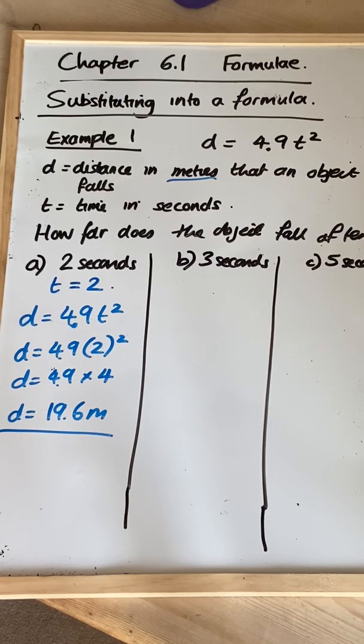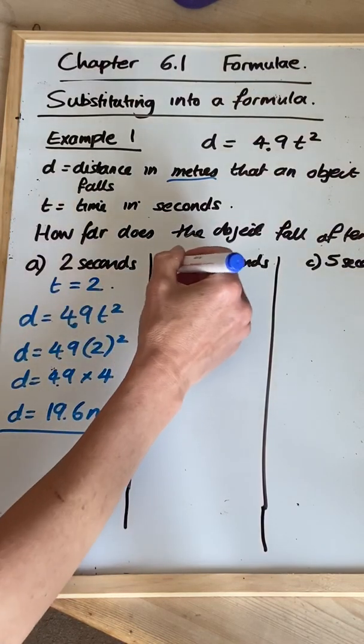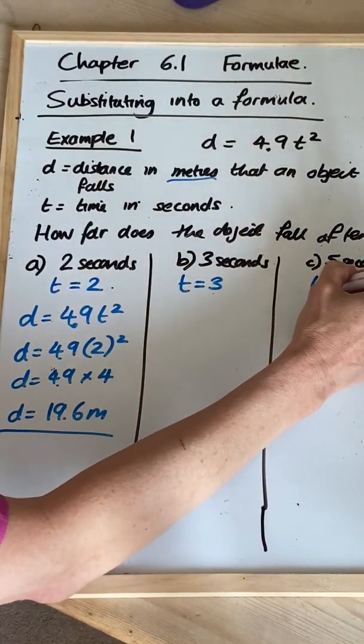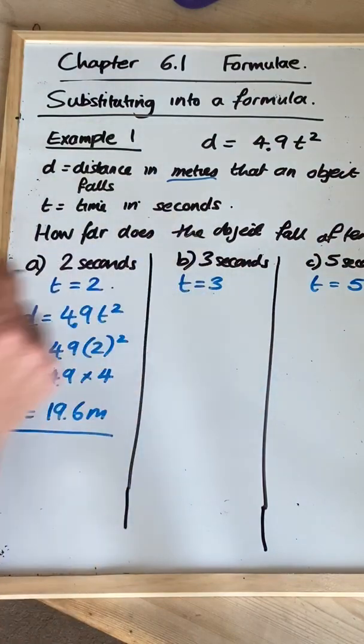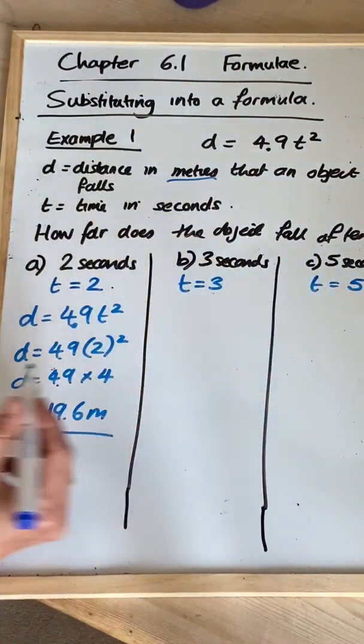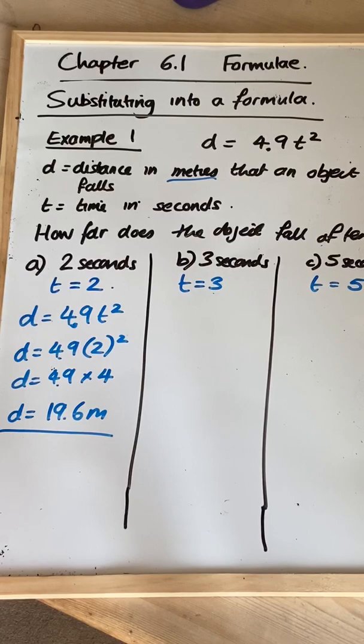Why don't you pause the video for a second and have a go at t equals 3 and t equals 5 for these two, and see if you get the same values as me. So you're trying to find out how far the object has fallen after 3 seconds and 5 seconds by substituting into the formula.